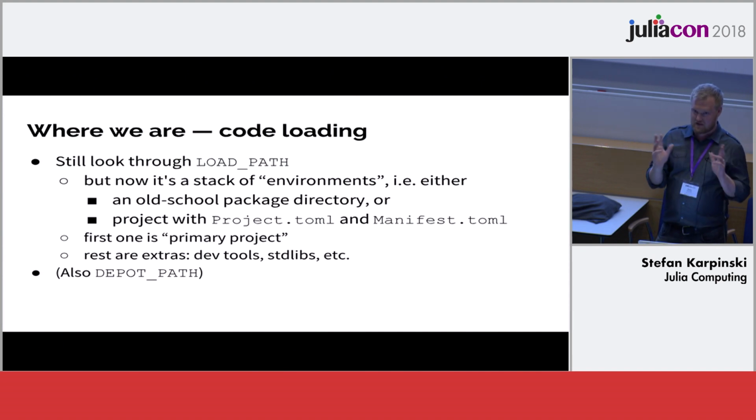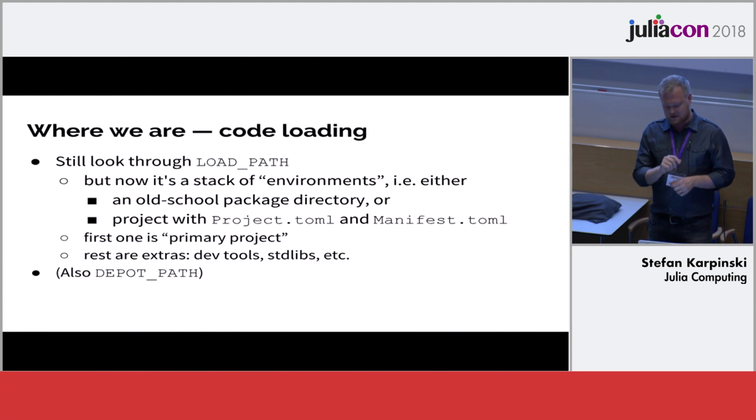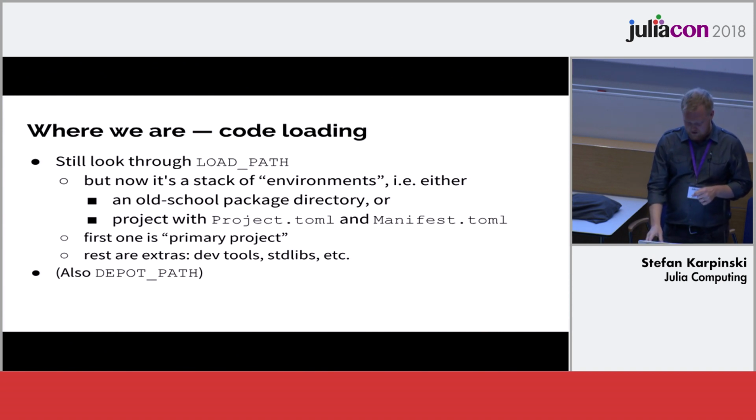The first one you think of as your primary project. That's the thing I'm actually working on. And the rest are like my dev tools, and then the Julia standard library will be in there too. There's also a thing called depot path, but you don't really need to worry about that.